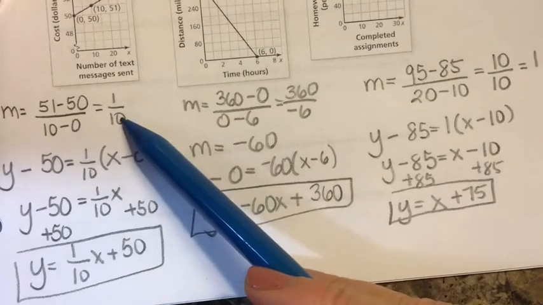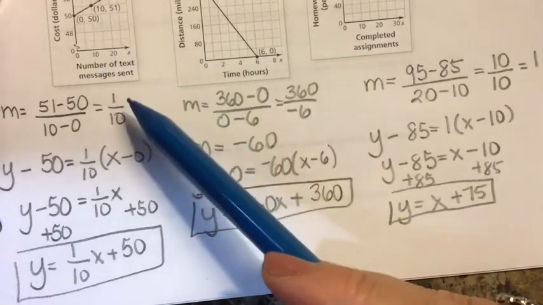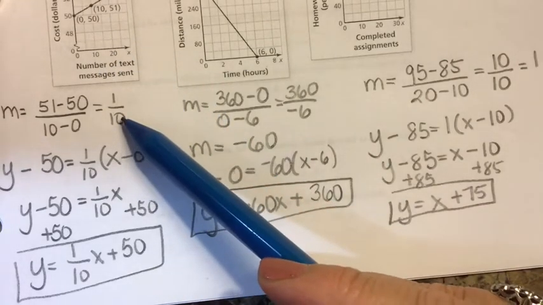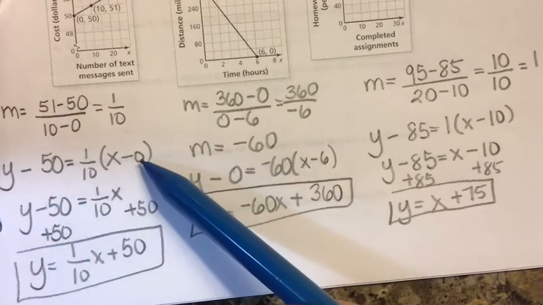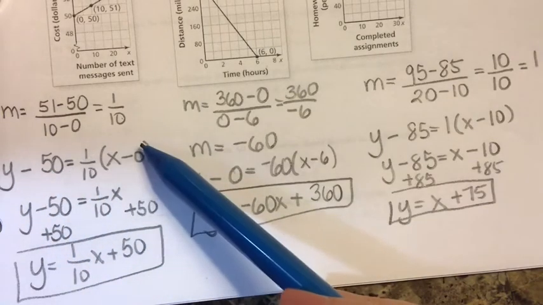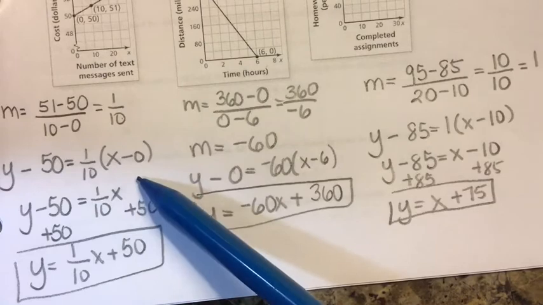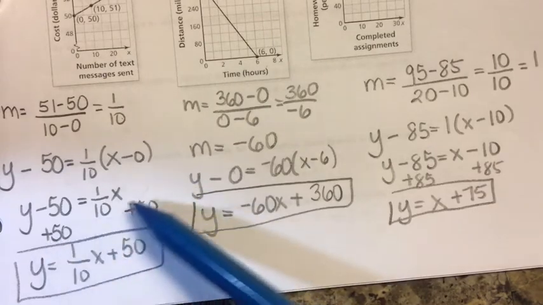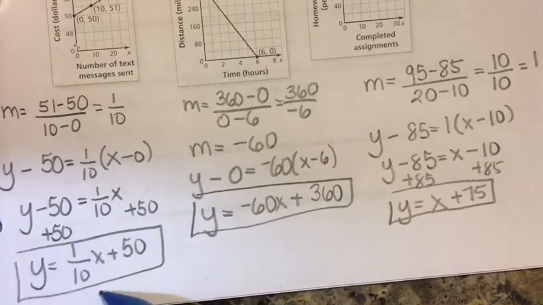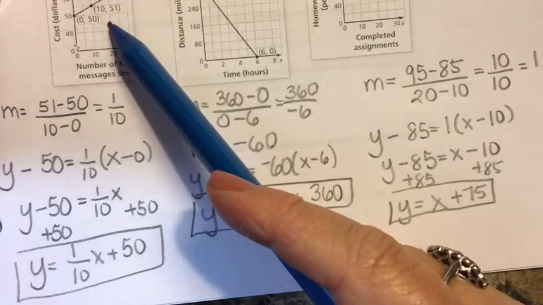I have found the slope of these 2 points. This is the way I'd like for you to do these problems. Then I use point slope form, distributed 1/10. 1/10 times 0 is 0. Added 50 to both sides and got this equation. This is the equation of the line of fit for this data.